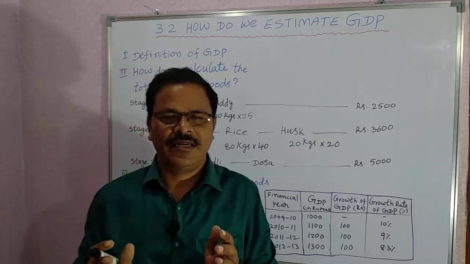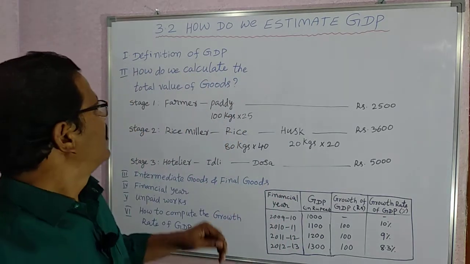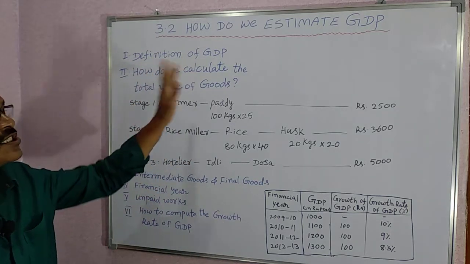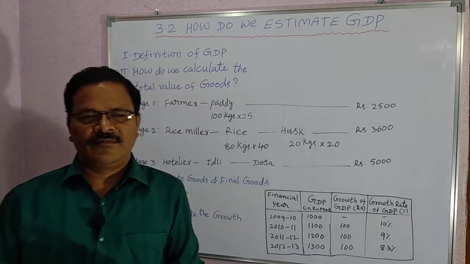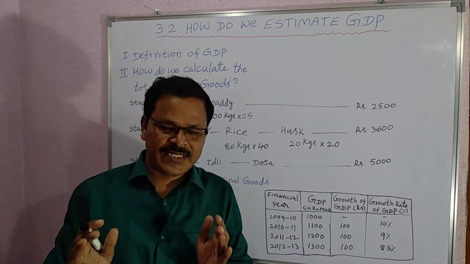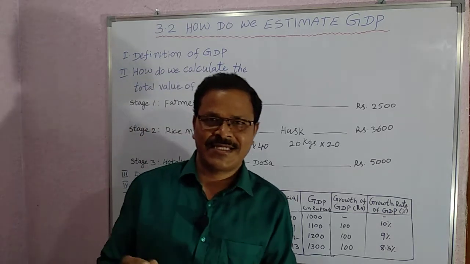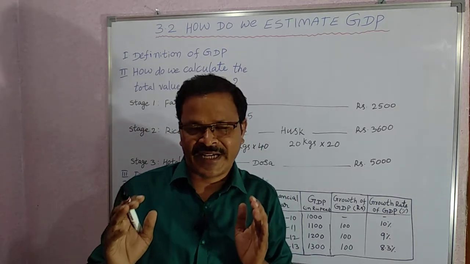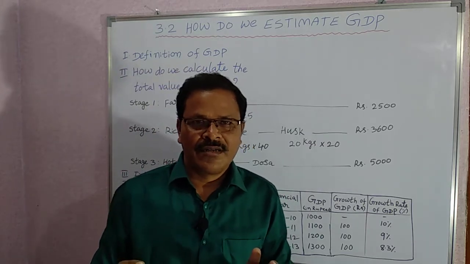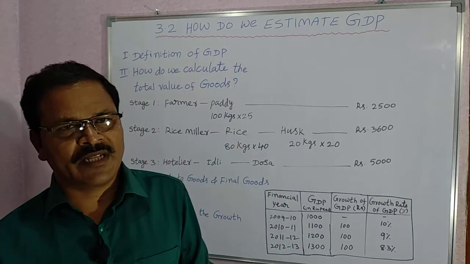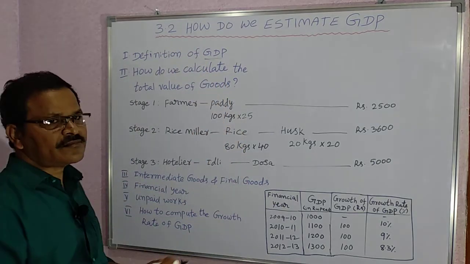What is the definition for GDP? The total value of goods and services. The total value of goods or services produced within a country during a particular year is called gross domestic product, GDP.